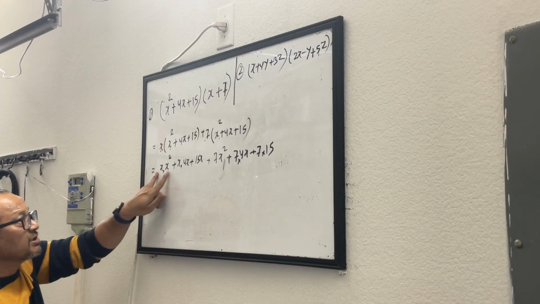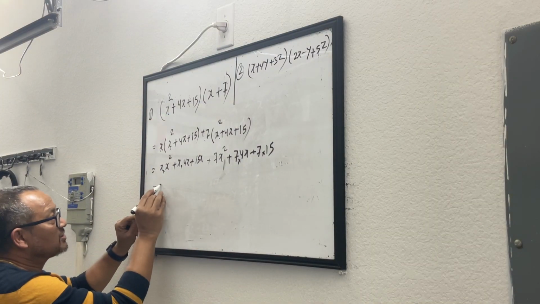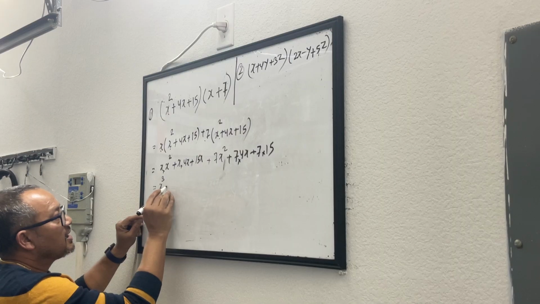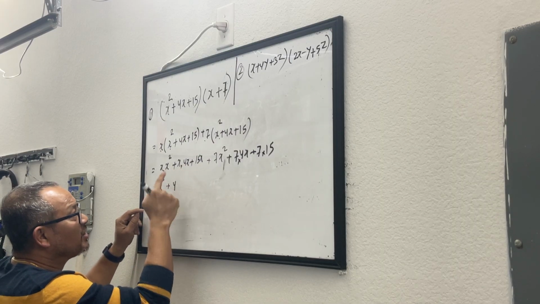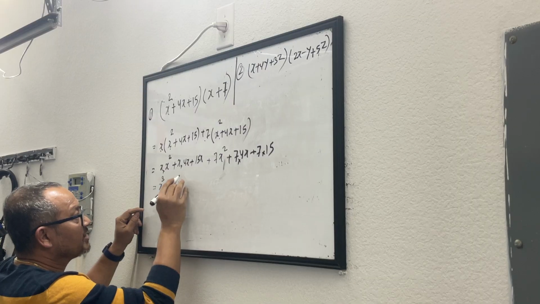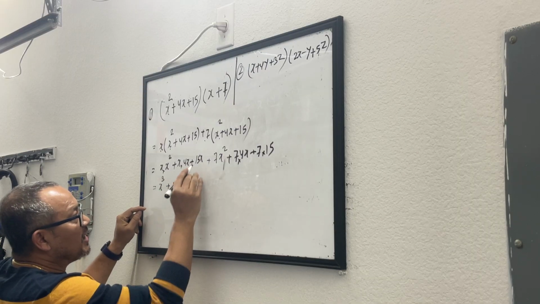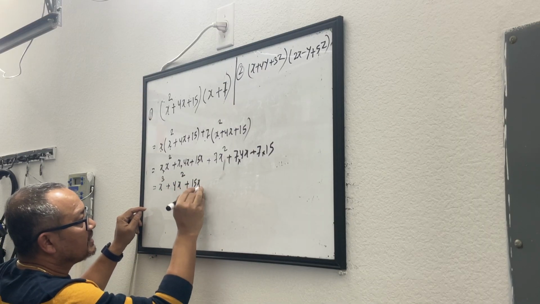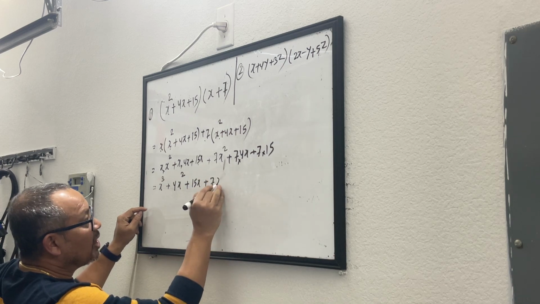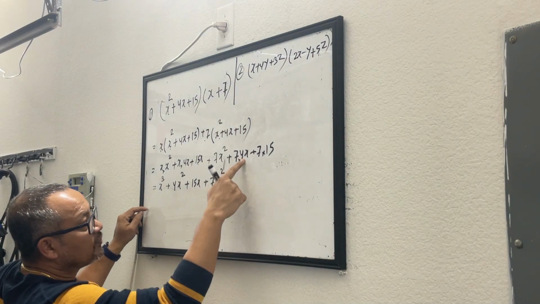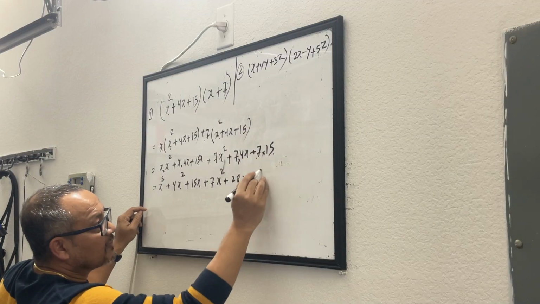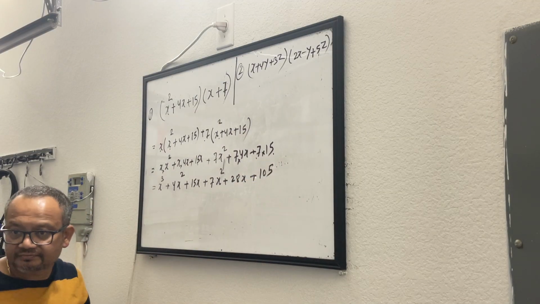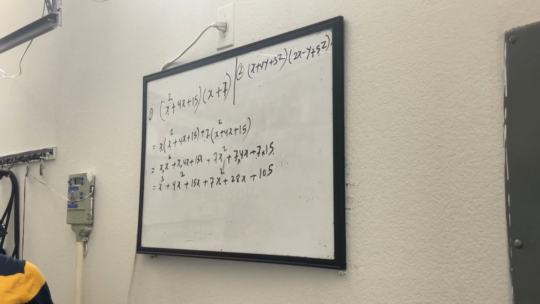Now look at this. X into x squared will become x to the power 3. Plus 4x into x. So x, 4 remains 4. X into x becomes x squared. Plus 15x. Plus 7x squared. Plus 7 into 4, 28x. Plus 7 into 15, 105. Okay?